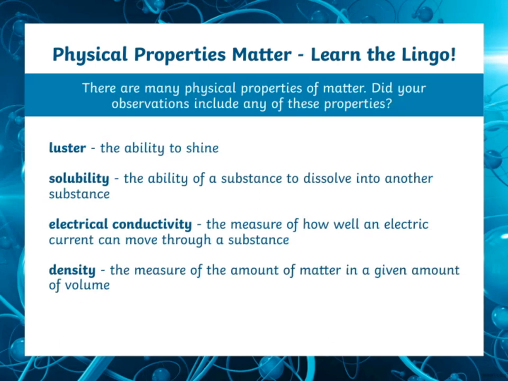Let's talk about some key physical properties of matter. Luster is all about how well something can shine or reflect light. Solubility measures how easily one substance can dissolve into another. Electrical conductivity tells us how well electricity flows through a material. And density, that's the amount of matter packed into a certain volume. These properties help us understand and describe the materials we encounter every day. Did you notice any of these in your observations?